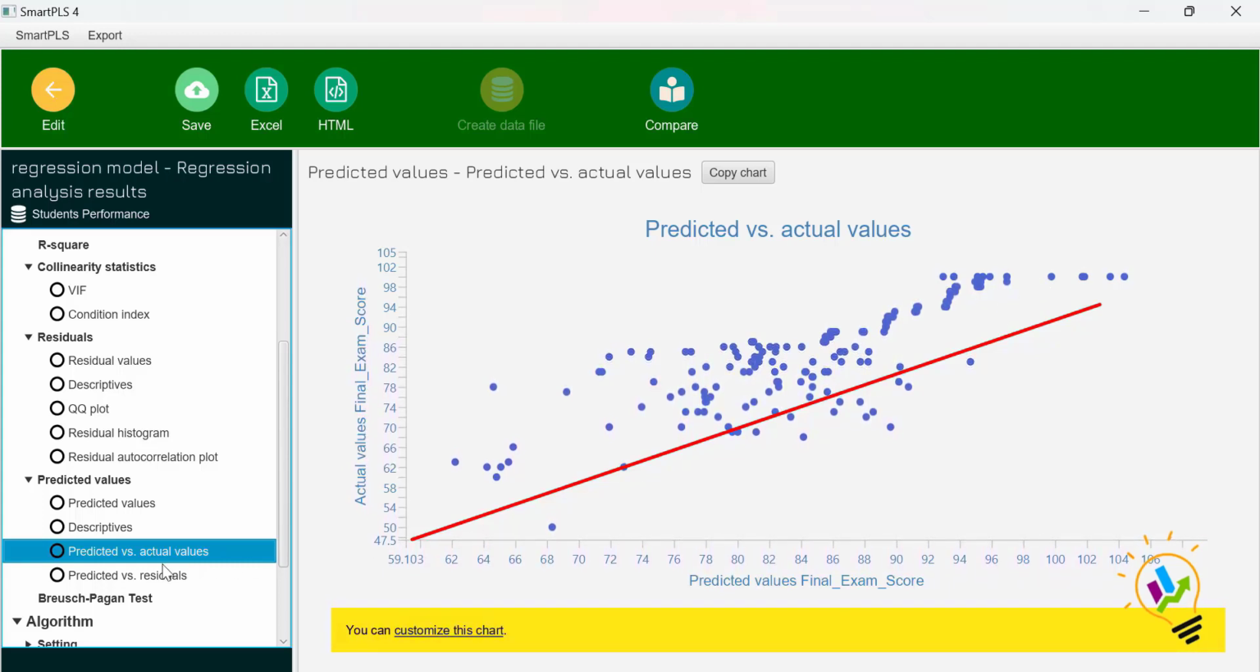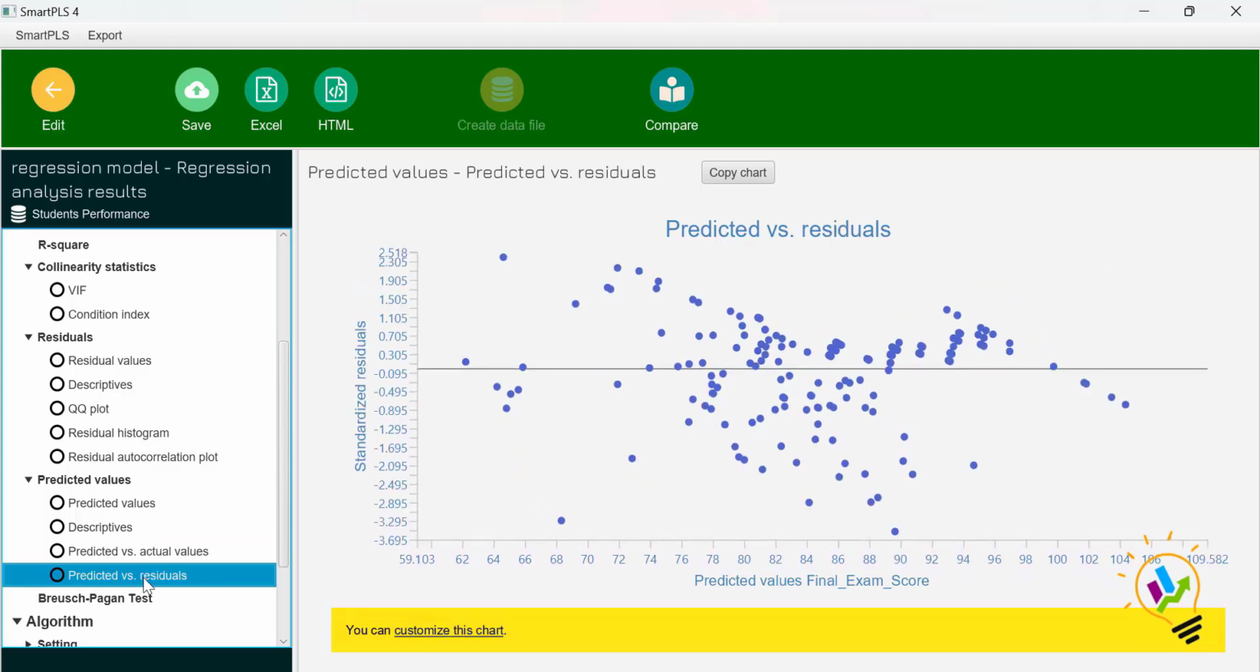Now we will discuss predicted versus residual values. This chart shows the predicted value of the final exams on the x-axis versus the residuals on the y-axis. The residuals are the difference between the actual final exam score and the predicted final exam score. A good model will have a random scatter of residuals around the line y equal to 0. This is the line which is called y equal to 0.